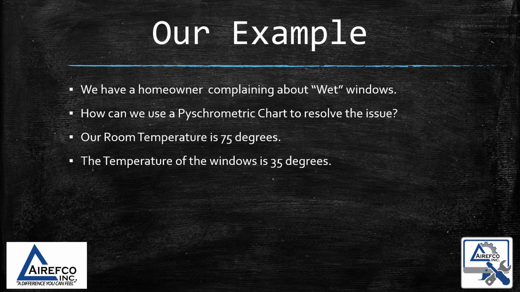Our room temperature is 75 degrees. The temperature of the windows is 35 degrees. Let's plot this on a psychrometric chart.